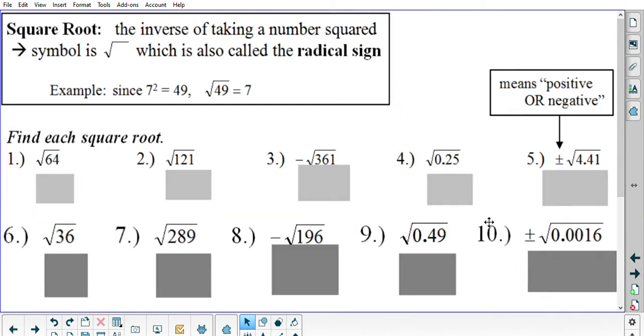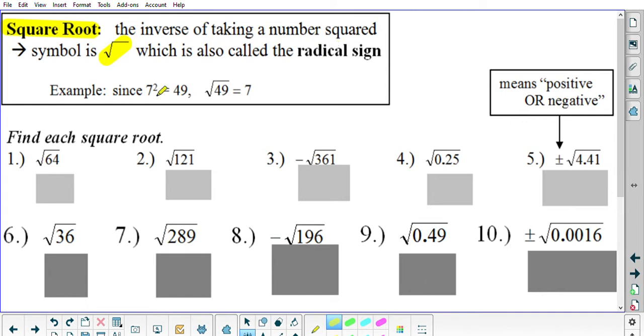All right, let's continue on. Square root. I'm here in the box on your guided notes. Square root. What is square root? It is the inverse of taking a number squared. The symbol for square root is this symbol, and it is also called the radical sign.